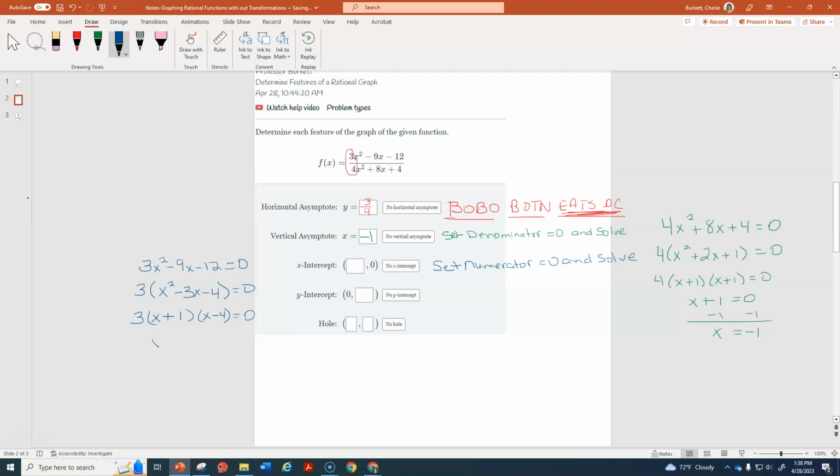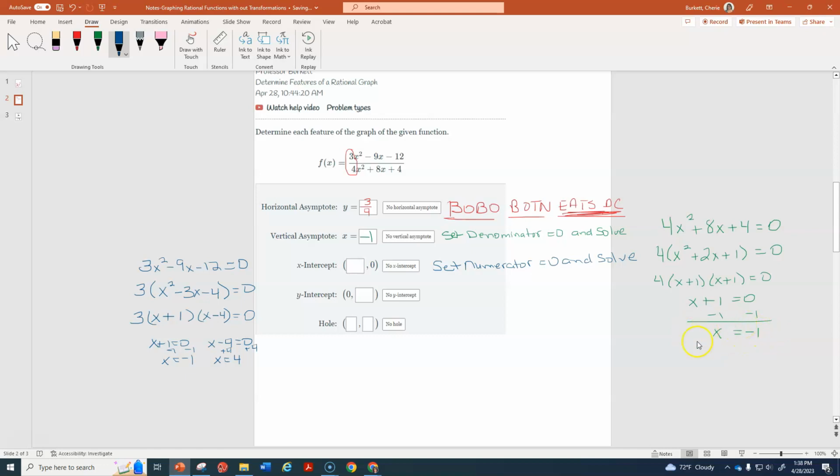Set each factor equal to 0 and solve. So this will be x equals -1, and this will be x equals 4. You'd add 4 to both sides. So your x-intercepts. Now, did you notice that I got an x-intercept over here?